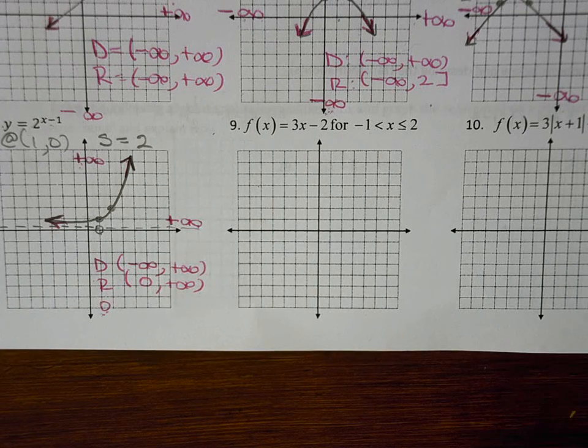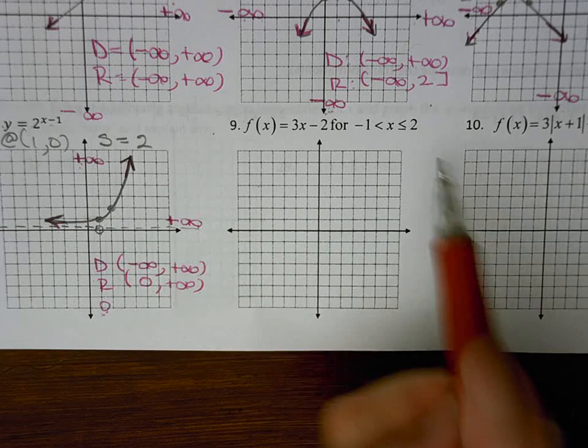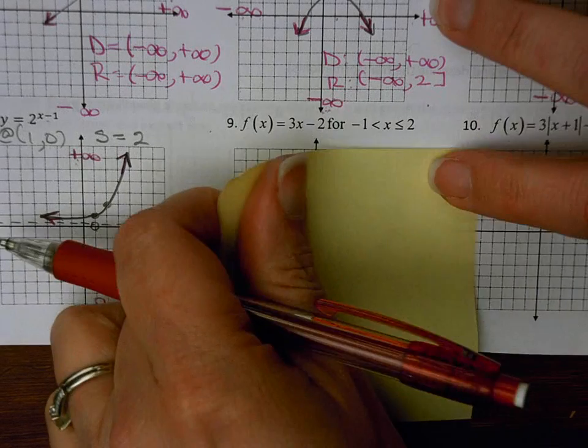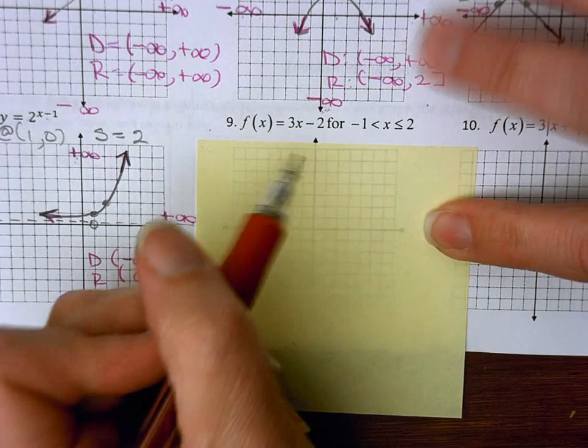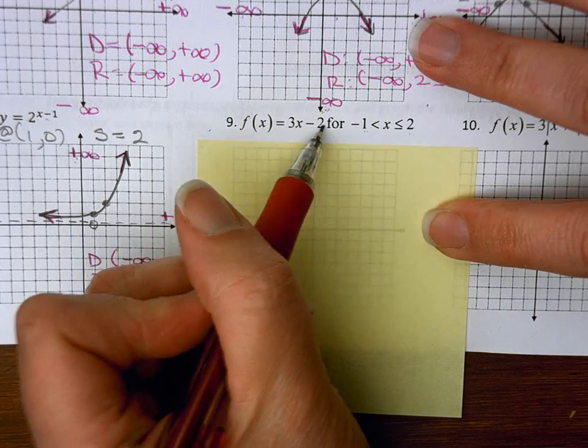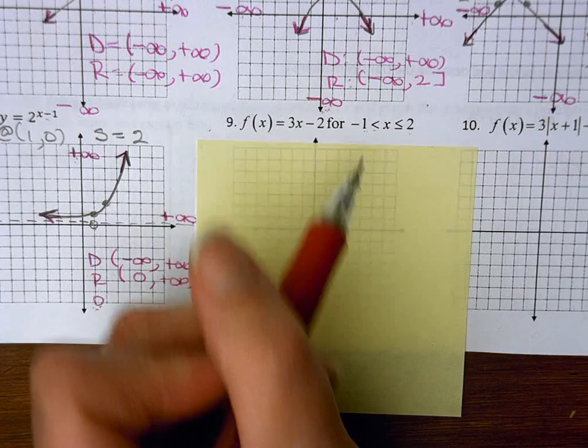Okay, so for question number 9, these are restricted graphing. So these are a little bit different. So I'm going to need a little extra room here. I always want to start by plugging these two numbers into here to figure out my ordered pairs of where my graph is going to start and stop.